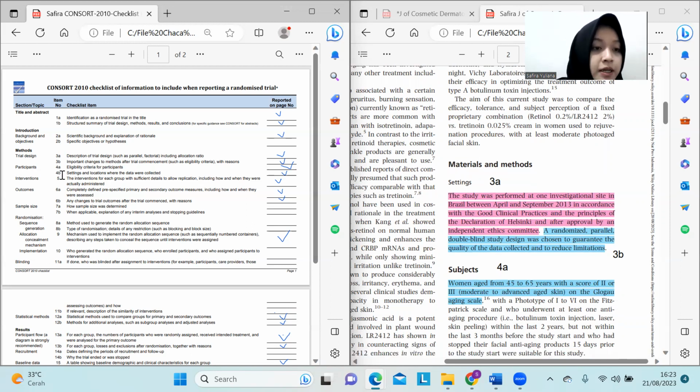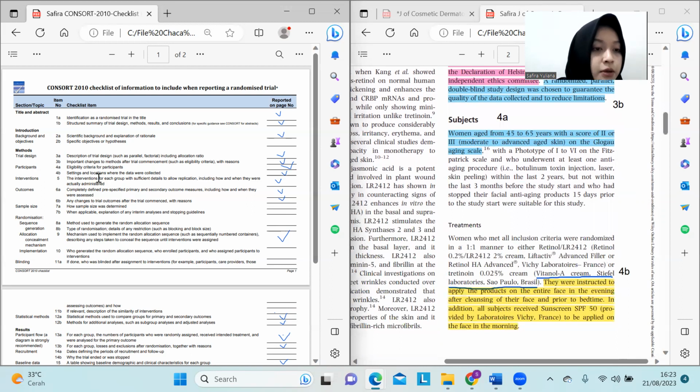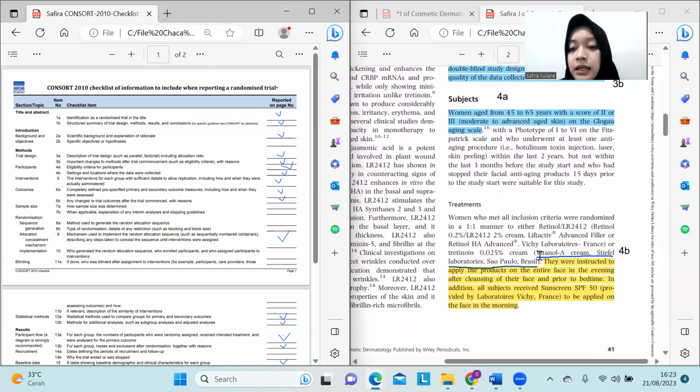And next, we move to the participants. Number 4A is eligibility criteria for participants: women aged 45 to 65 years with a score of 2 or 3, moderate to advanced photoaging skin, on the Glogau aging scale. And next, we move to number 4B. 4B is the settings and location where the data were collected. And number 4B is data collected in the Stiefel Laboratory, Sao Paulo, Brazil.